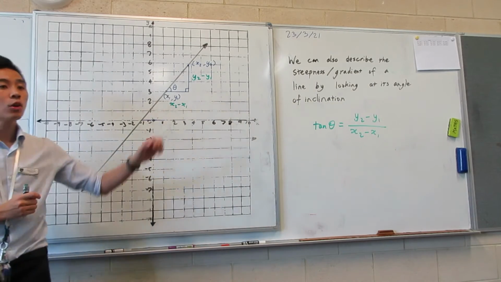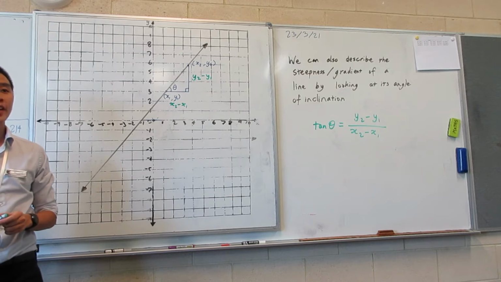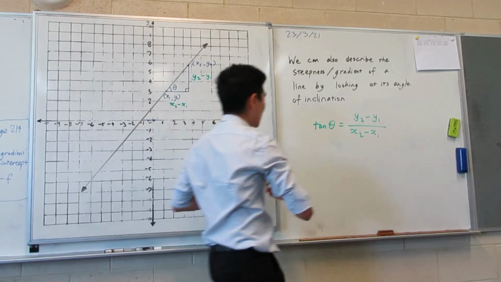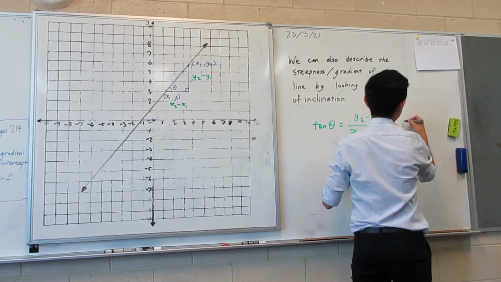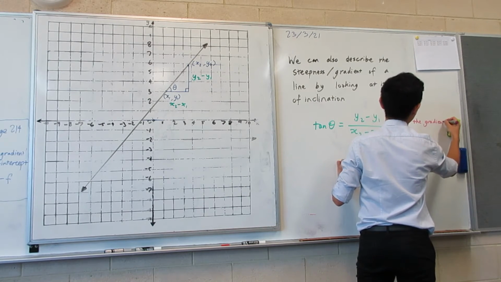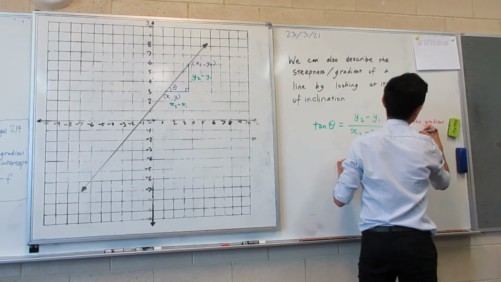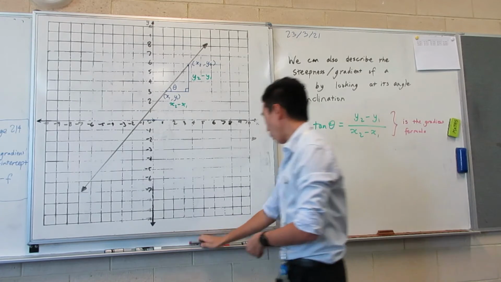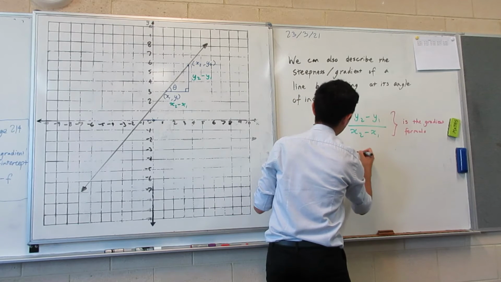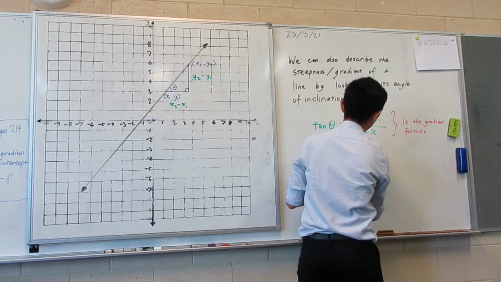Where have you seen y2 take y1 over x2 take x1 before? The gradient. So this is really just the gradient formula, and we normally write the gradient as the letter m. So what we can say is that tan theta is going to equal m, where this is your gradient.